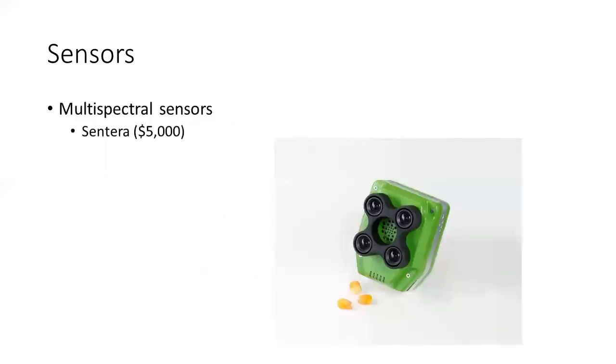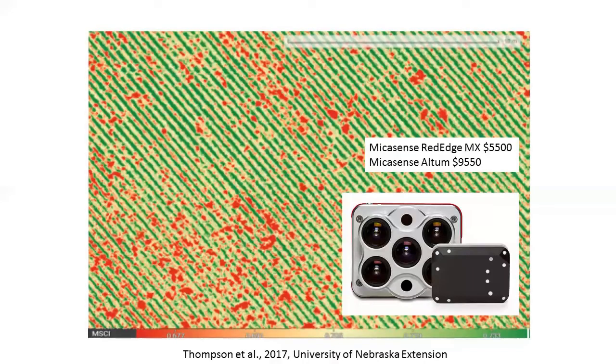This is another example of a sensor, a multispectral sensor, where in this case you've got 4 different sensors that can take images at 4 different wavelengths. And with this one, these are customizable, so you can pick which wavelengths you want to look at. A lot of other sensors, they're already chosen for you. So this is another one.